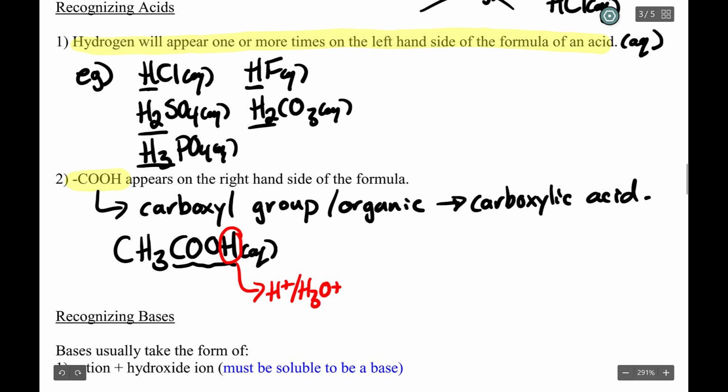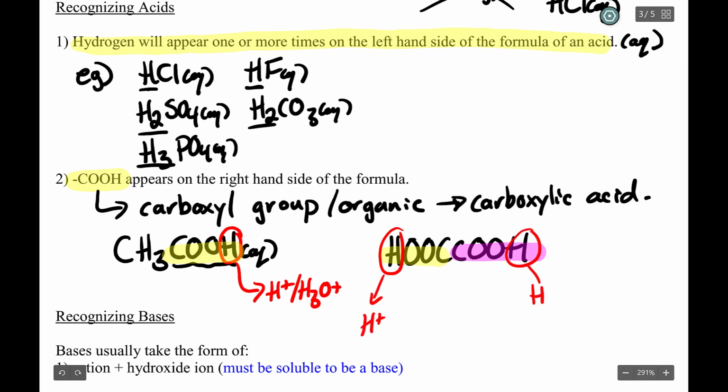The other one you may have come across is oxalic acid, which is HOOCCOOH. And again, it has two of these COOH groups. So this has a COOH there and a COOH here. So this is a diprotic organic acid. This H would turn into an H plus or hydronium.